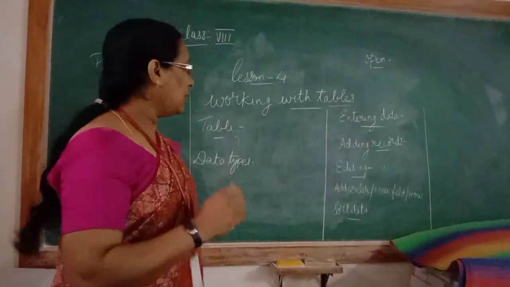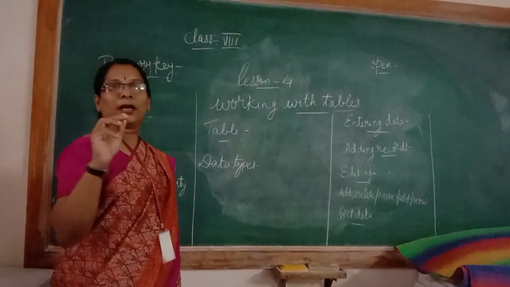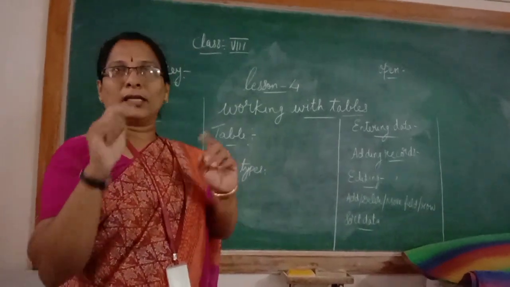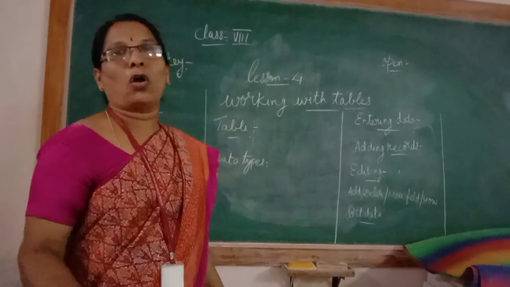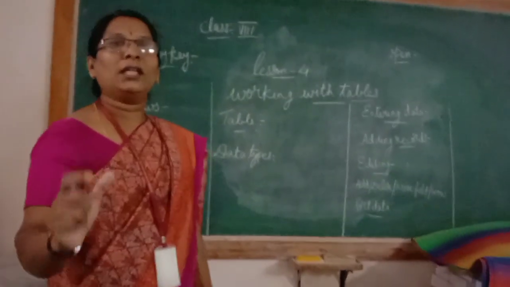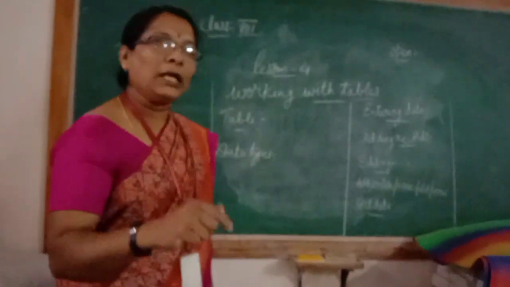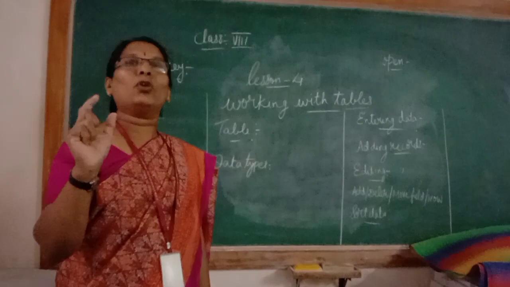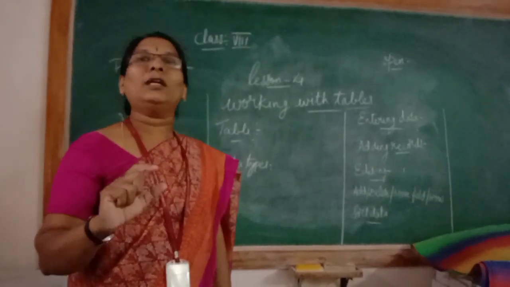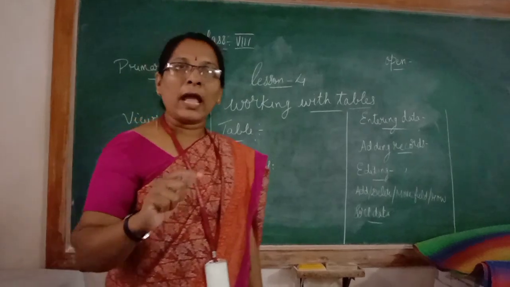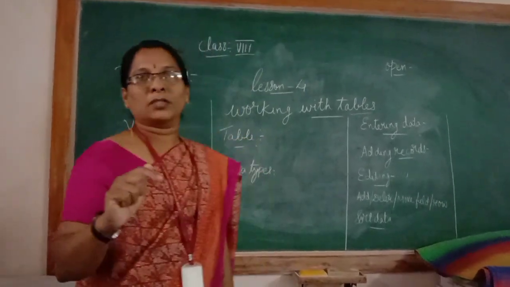A table is an organized collection of data. You have already seen in Excel the table which has rows and columns. The intersection of each row and a column you call as a cell. Now here in Microsoft Access also you have tables where you have rows and columns. Here you call them records and fields. Rows are called records and fields are called columns.